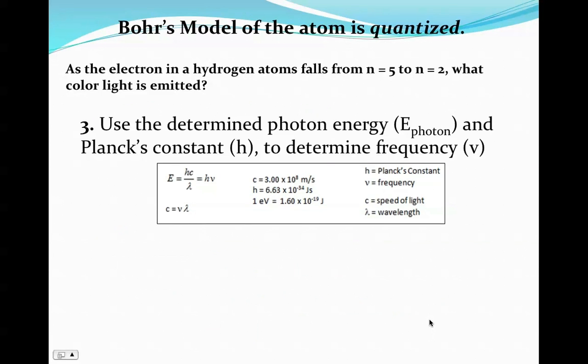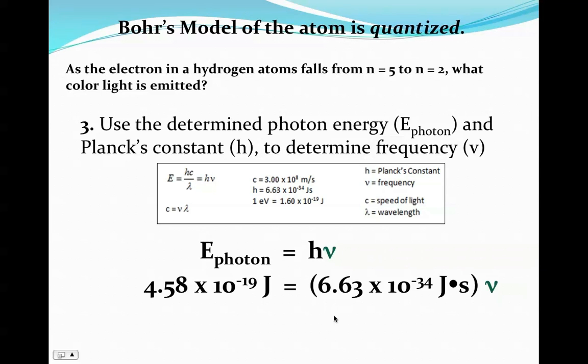So the new part is we're going to use the determined photon energy, the capital E, and Planck's constant to determine frequency, which is represented by the letter v. So here we have our formula, and again I'm taking E is equal to hv, so I'm taking the part of the formula out of this combination that I would like. Remember, I'm looking for frequency, so I'm going to solve by plugging in my energy and Planck's constant to get my frequency, which is in something called hertz.